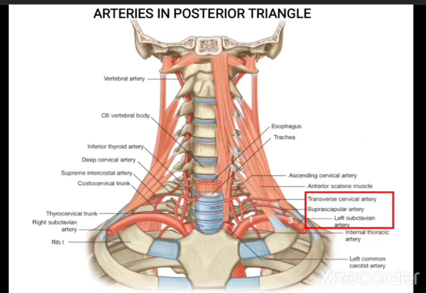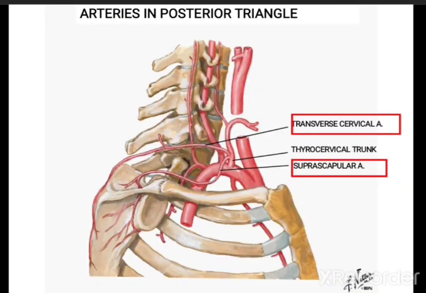Now the vessels of the posterior triangle. The vessels of the posterior triangle include the branches of the subclavian artery, that is the transverse cervical and the suprascapular artery. So the transverse cervical and the suprascapular artery are the branches of the subclavian artery in the posterior triangle.